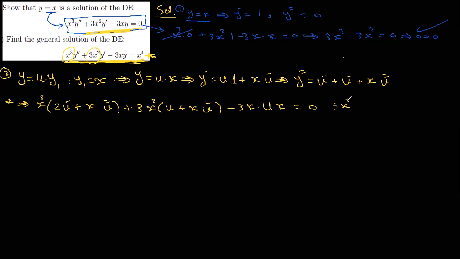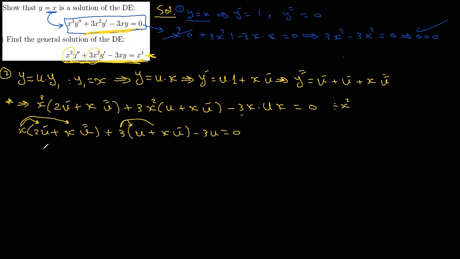So if I divide by x squared, my equation will be x, here 2u prime plus xu double prime, I'm sorry, plus 3u plus xu prime minus 3u equals 0. Now I'm going to do, as you said, distribute the product here. So it will be the following: 2x u prime plus x squared u double prime, am I right? Plus 3u plus 3x u prime minus 3u. Can I simplify this equation more?